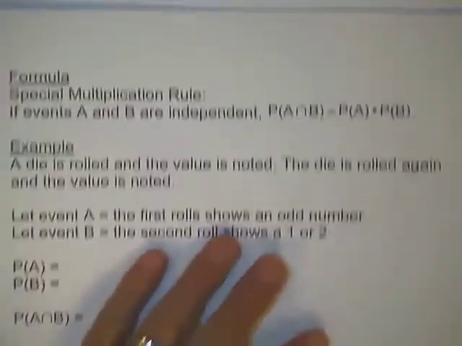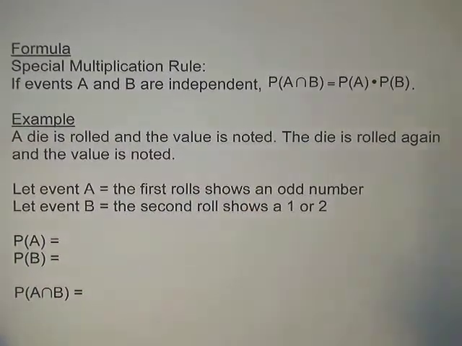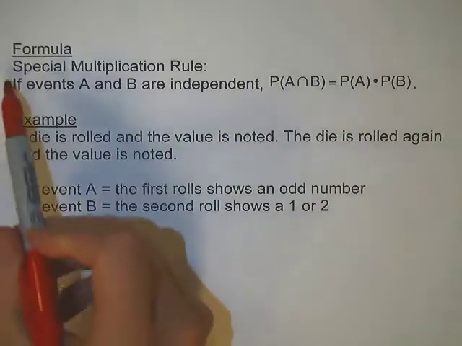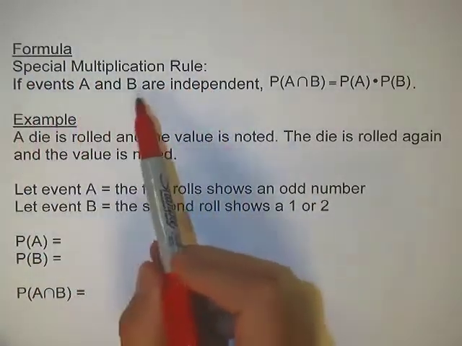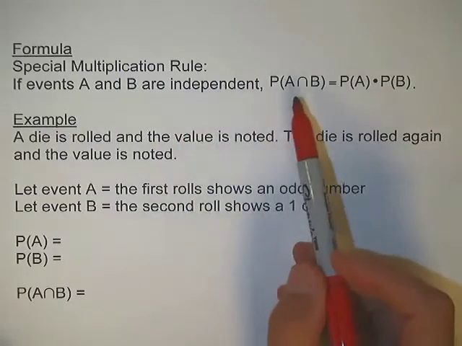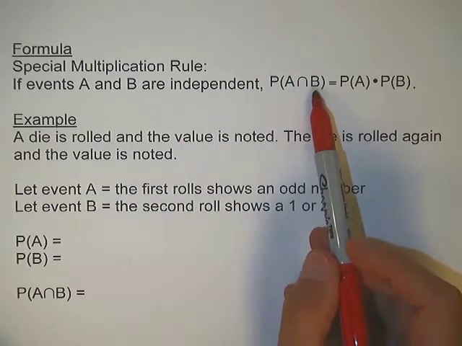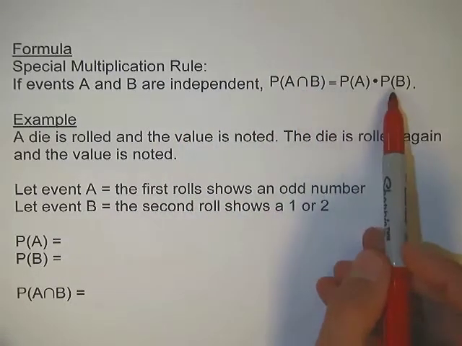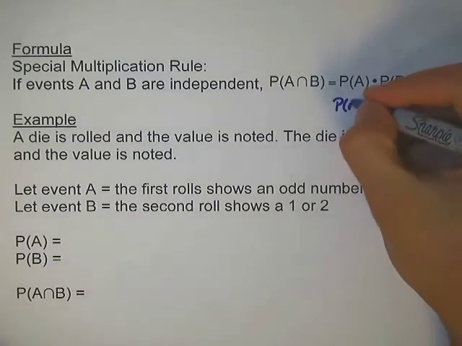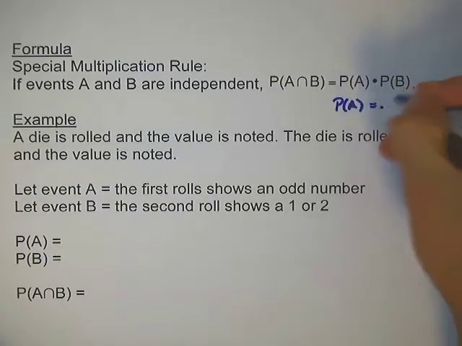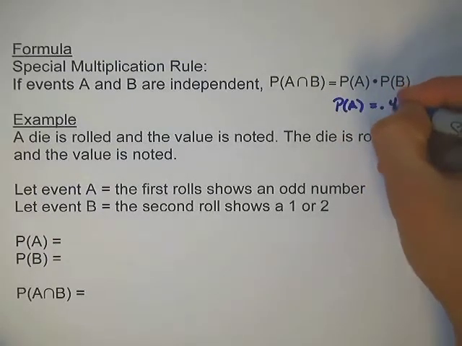So what that was an example of, and a little bit of motivation, is for what's called the special multiplication rule. If events A and B are independent, like they were, the probability of A and B equals the probability of A times the probability of B. Remember that event A was that the first marble was blue, so the probability of A was 0.4.